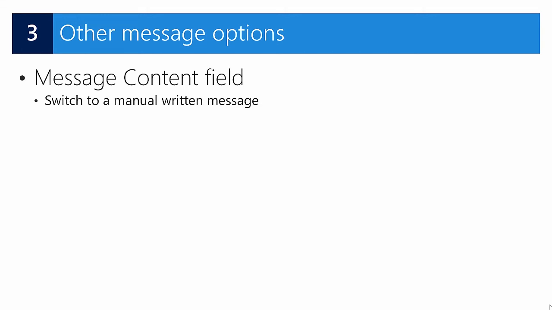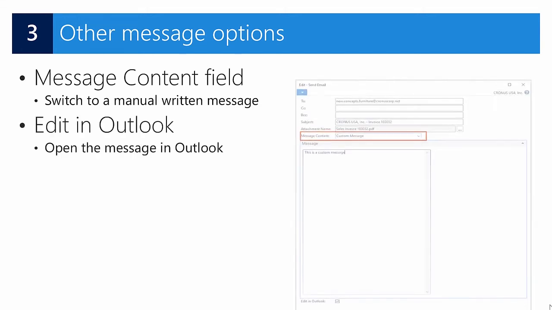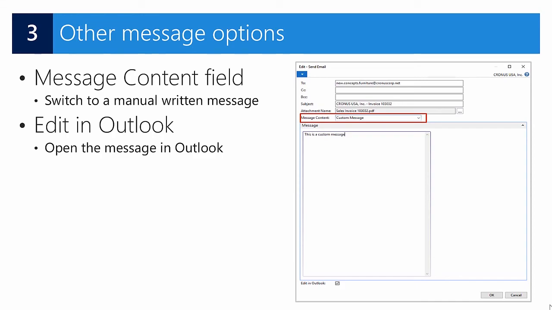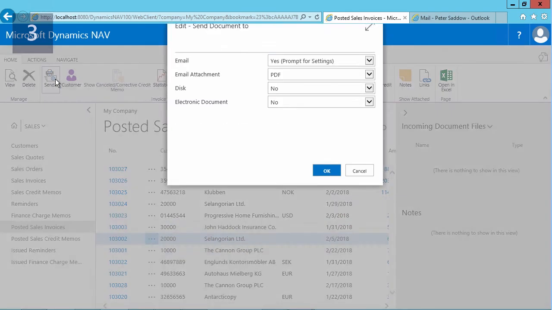In this third step, we'll have a look at some other message options, because you can switch to a manually written message using the message content field. Or if you use the client, you can also open the message or edit the message in Outlook. Let's have a look. So in the application, I go back to my posted sales invoices. In this case, again, the same invoice for this customer. I'll use the send button.